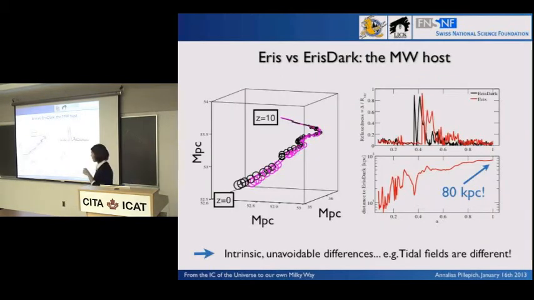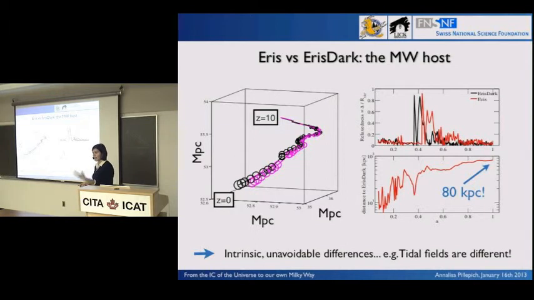And I give you some folkloristic information because it's tricky to compare simulations of this type, because you will have differences which are unavoidable. Like, for example, in the way we set up the initial conditions, we are sampling the gravitational field with the same amount of mass, but with a different number of particles.